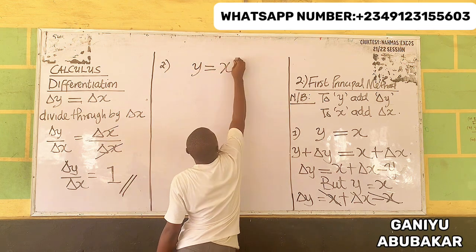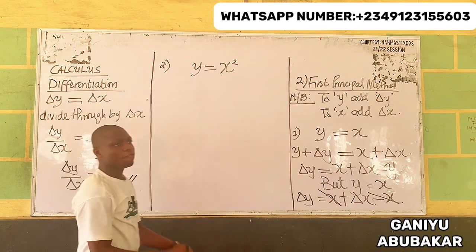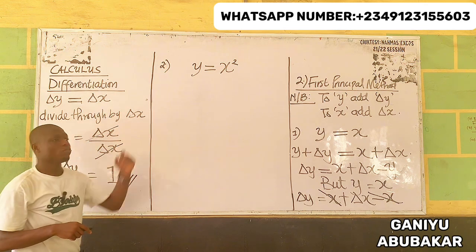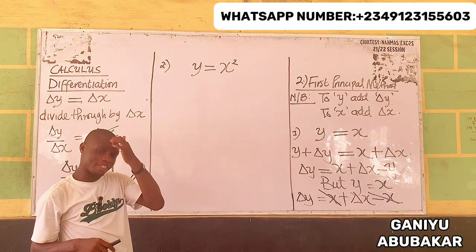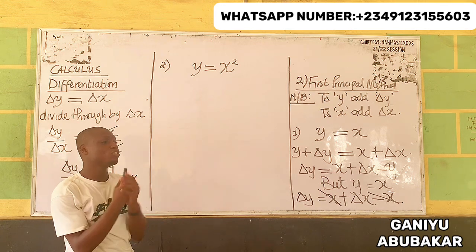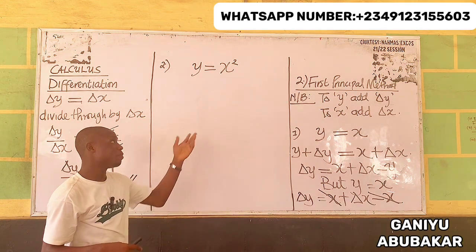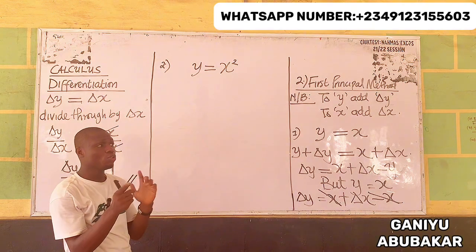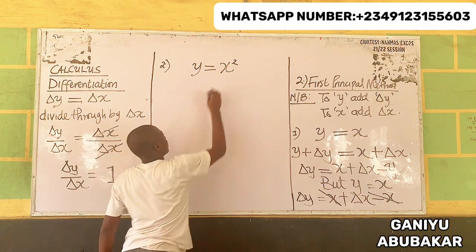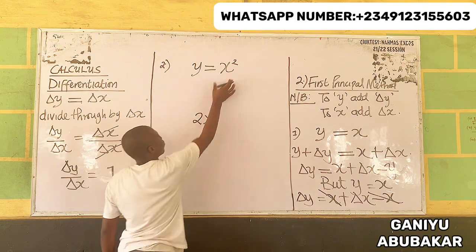Let's do y equal to x squared using first principle. Please, who can help me solve this using the general method? What's my answer? By now, I expect you should know how to do it. Yes, 2x. Yes, you write out the power first, times 2x to the power minus 1.